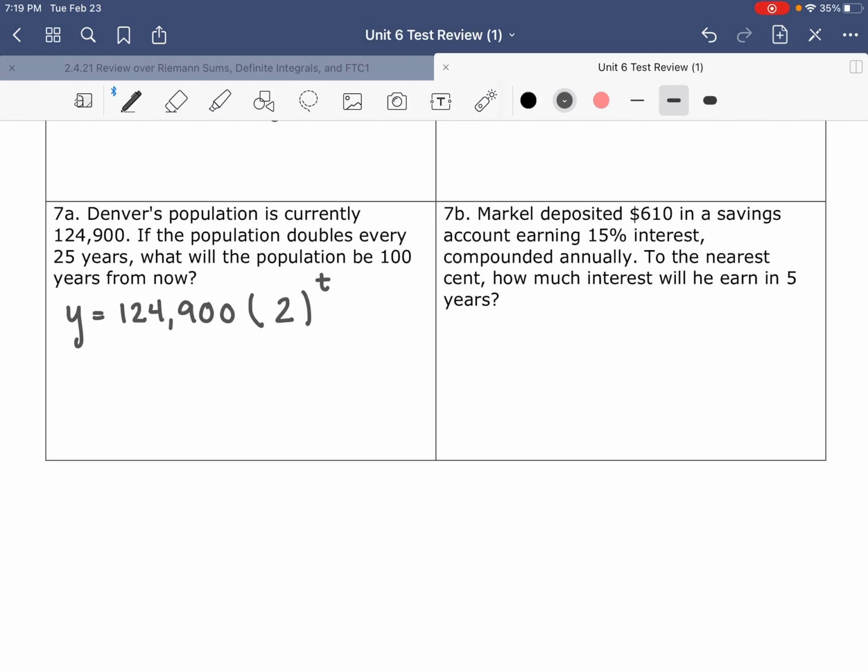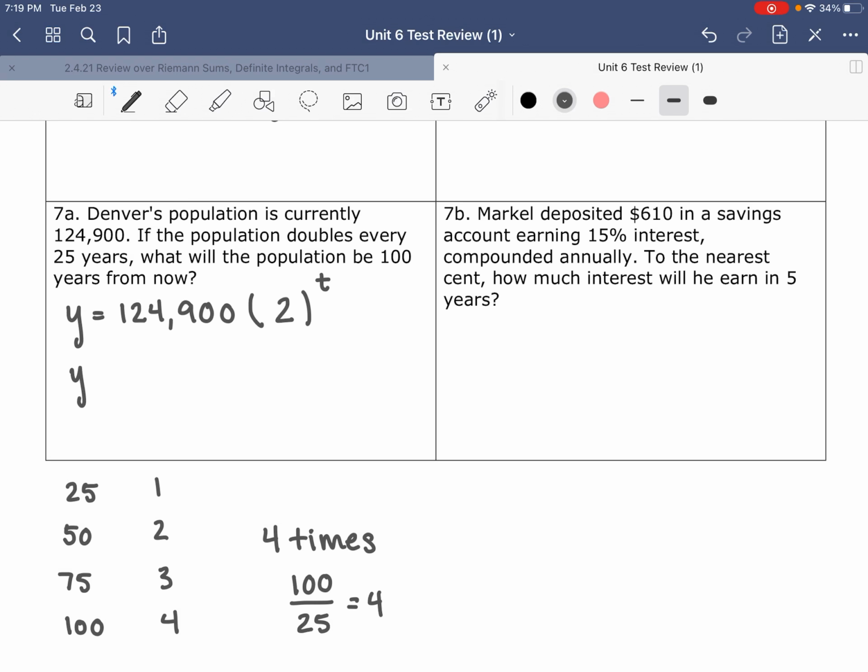Now notice it says it doubles every 25 years. And we need to figure out what the population would be 100 years from now. So let's see how many times it would double in that 100 years. So we have 25 years, that's 1 time. 50 years, that's 2 times. 75 years, that's 3 times. And then 100, that is 4 times. So this is going to be doubling 4 times. Also, what you could do is you could take the bigger number, which is 100, divide it by the smaller number, which is 25, and that would also give you the 4. So that's what we're going to replace t with.